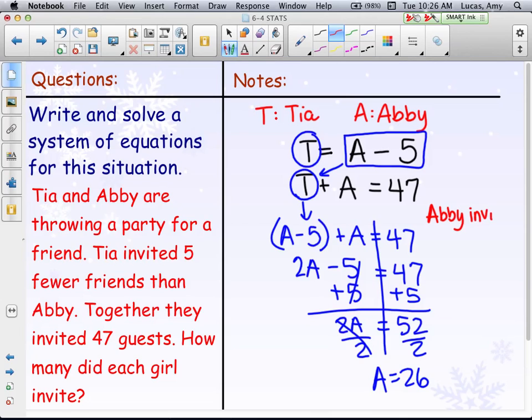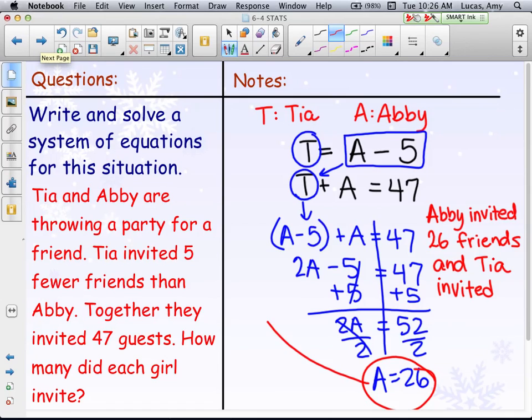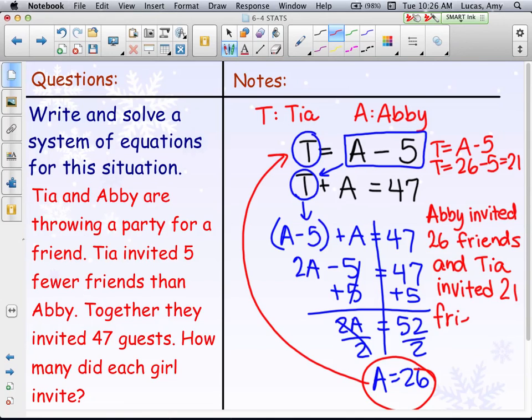So I'm going to say Abby invited 26 friends and Tia invited, and then we'll go back and plug in this 26. I'm going to go to the top one because it says Tia equals Abby minus 5. So now if I plug in 26 for Abby, 26 minus 5 is 21. So Tia invited 21 friends. That is our solution.